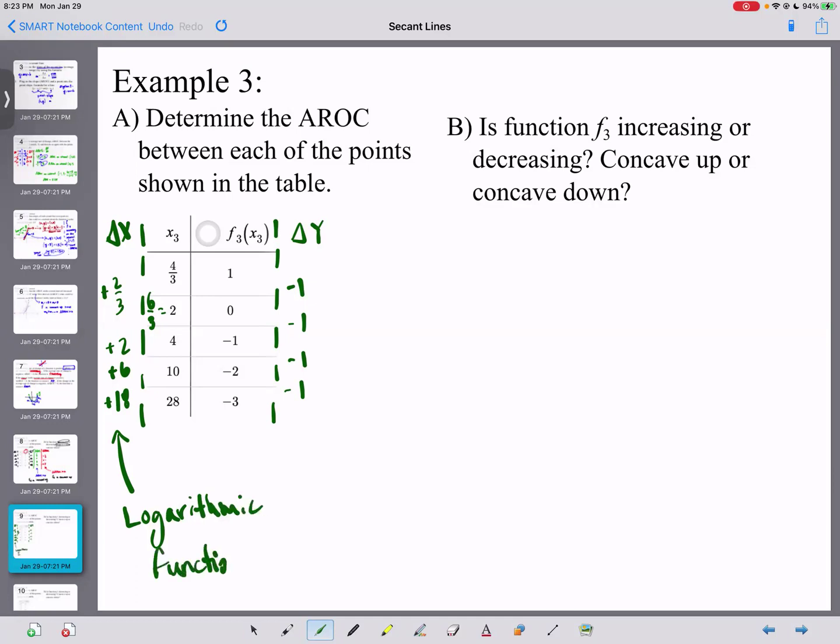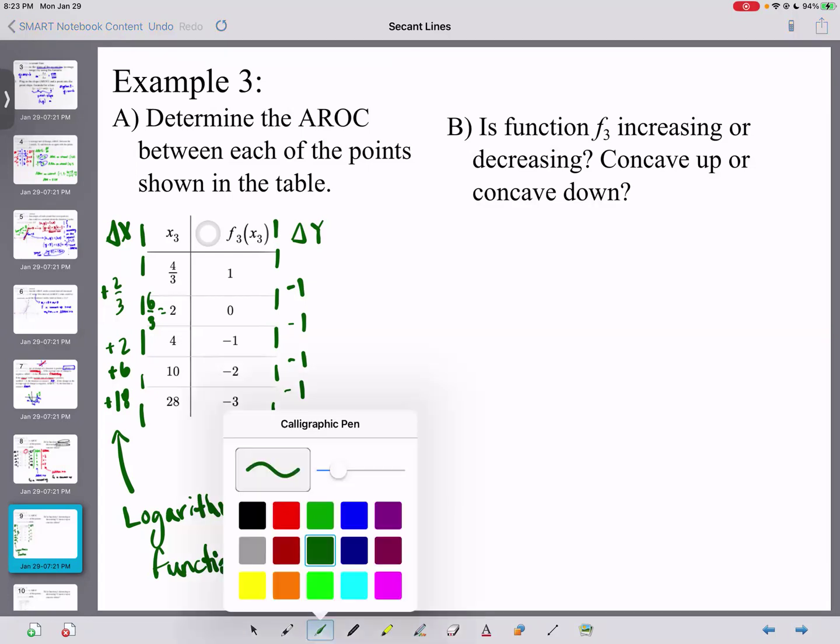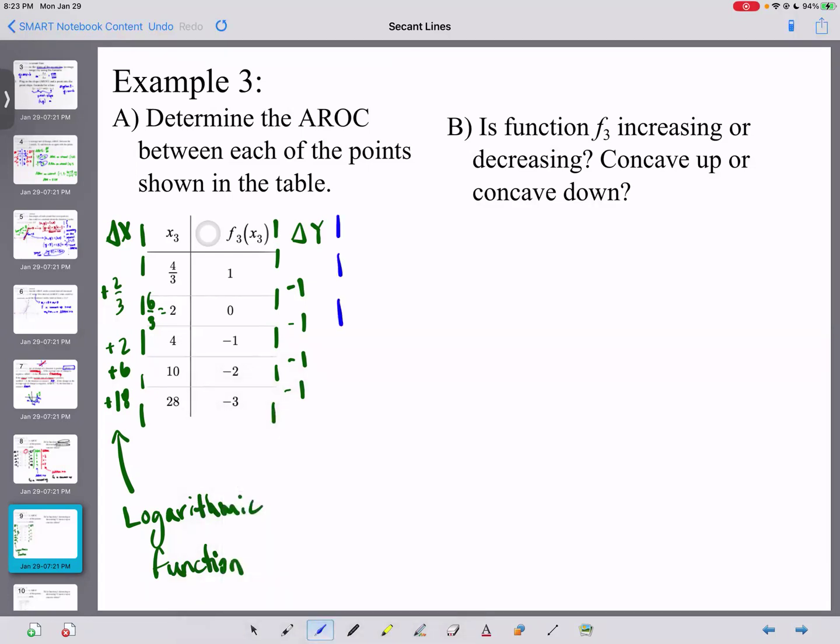And that's since the x's are being multiplied while the y's are being changed by the same amount. Okay, so now we're going to find our AROC, and then we're going to find our delta AROC. Let's see, our AROC, average rate of change. Okay, so what's happening here? On our AROC, I first have -1 divided by 2/3, which is the same thing as -1 times 3/2. So there's our first slope, or AROC, average rate of change, which would be -3/2.